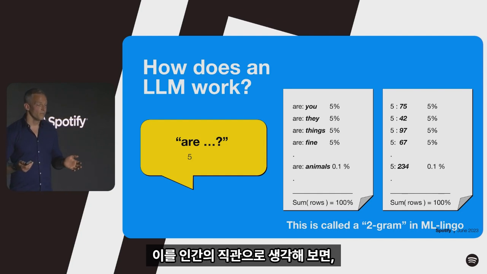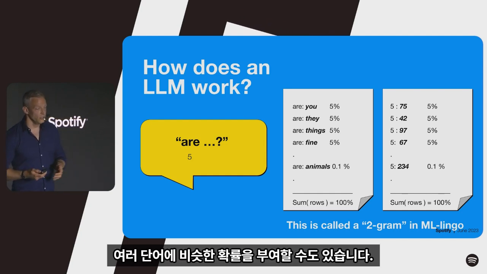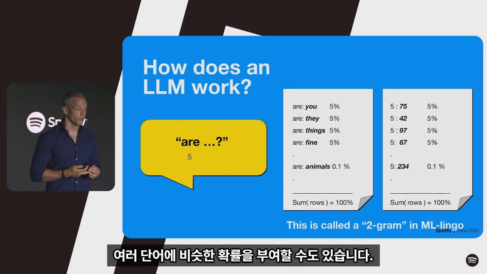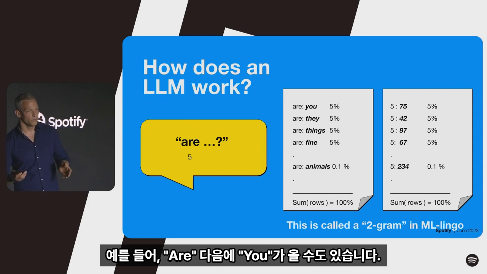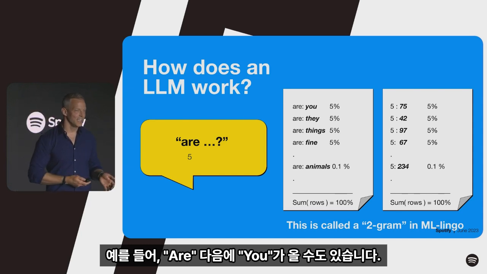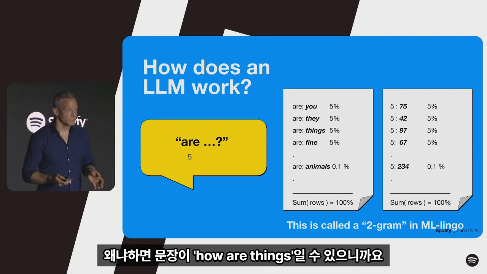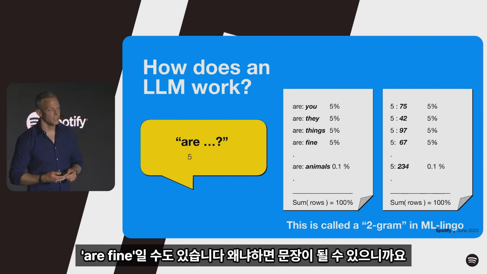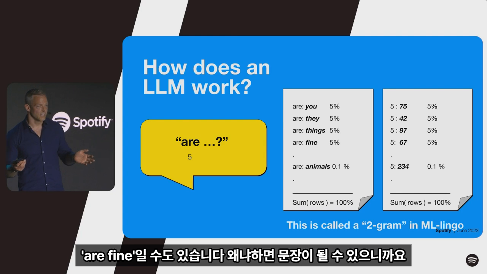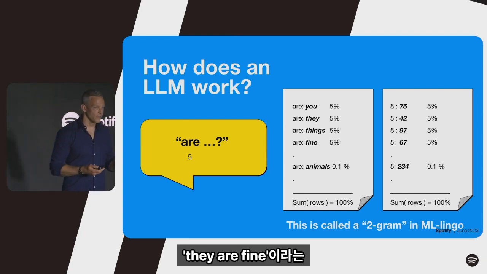So you could imagine that as a human, you might give an equal percentage to a lot of words. It could be are you, because maybe the sentence is literally, hey, how are you? But it could be are they? It could be are things, because the sentence may be how are things? It could be are fine, because the sentence may be they are fine.